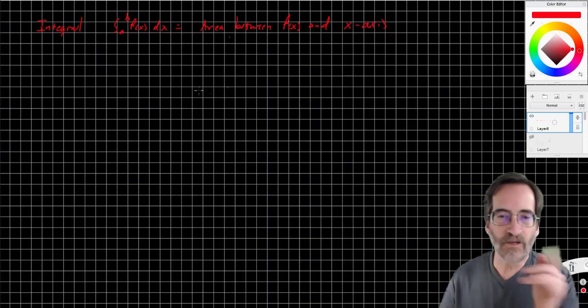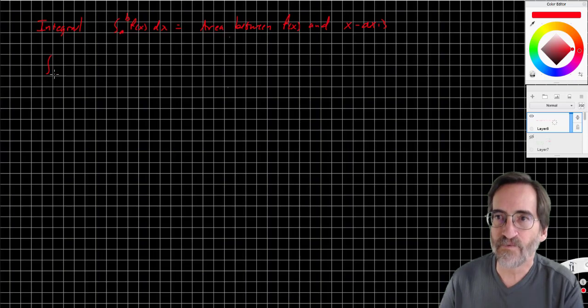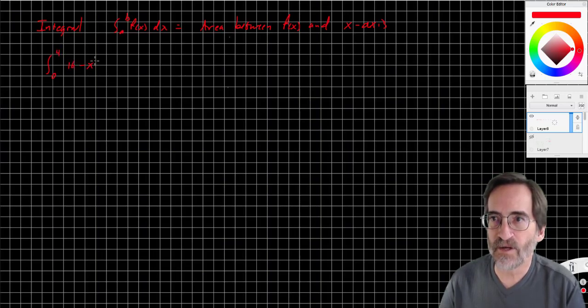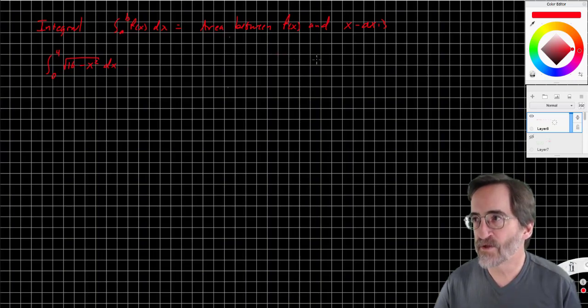Okay, so let me give you an example. Let's say I'm going to find the integral, and this is a common problem on the AP test. The integral from 0 to 4 of the square root of 16 minus x squared dx. Now, you may recognize this function, you may not, but let's write it out.